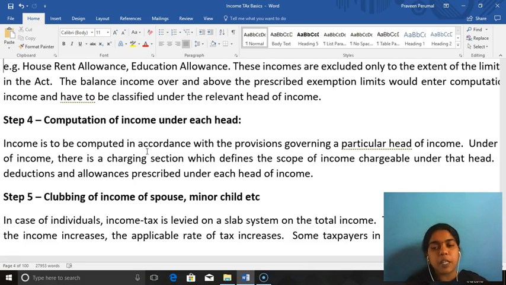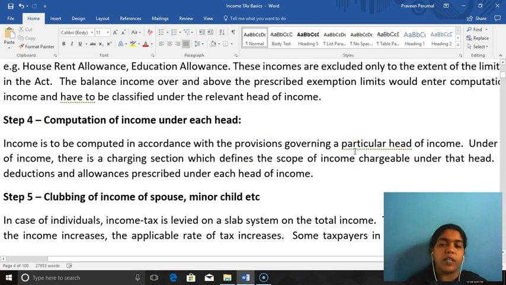There may be some specified deductions for all these businesses, etc. We have to do the deduction. If there are two or more professions, we have to add the income of both in order to find out the total income from profits and gains of business or profession. So the first step is the computation of income under each head. For that, income is to be computed in accordance with the provisions governing a particular head of income.